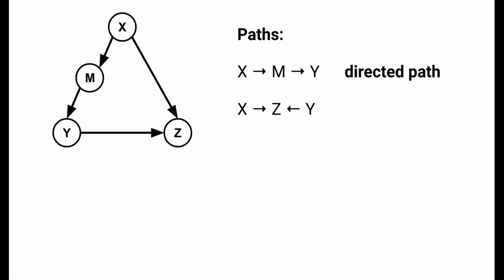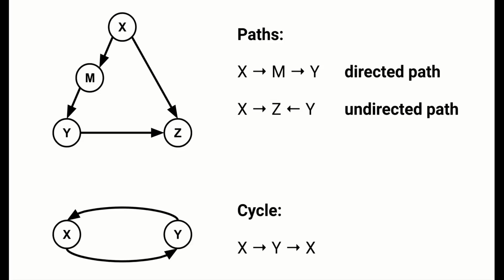x-m-y is called a directed path because it follows the direction of the edges. Each node, other than the start and end node, has one edge going in and one edge going out. x-z-y is called an undirected path because it ignores edge directions. In an undirected path, any number of the middle nodes can have edges both pointing in or both pointing out. A cycle is a directed path that starts and ends with the same node. A graph with no cycles, like the top graph, is called acyclic.